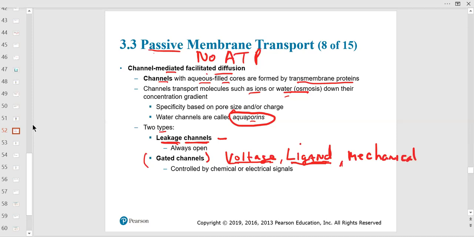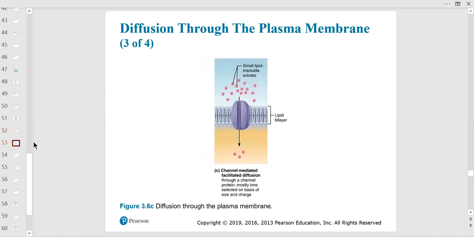You could have mechanically gated channels in the nervous system. I keep talking about nerve and muscle because that's where you're going to live this semester. Mechanically gated means if you have certain pressure, like if you put pressure on your skin, it creates a sensation of pressure. Or if you have vibration into your ear, it has mechanically gated receptors that open gates for depolarization. Because once the sodium comes inside, all hell breaks loose. I will explain that a lot when we get there, but I need you to start thinking about it because nervous tissue is very difficult. But if you know that, you're pretty good, right? So this is channel mediated. For the sake of argument, let's just use sodium.